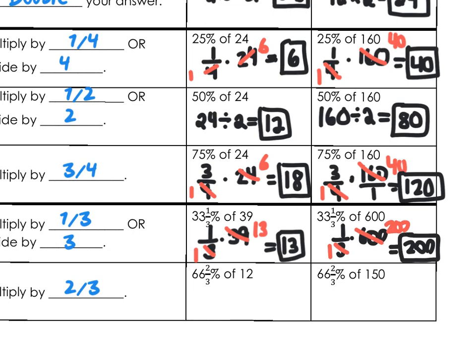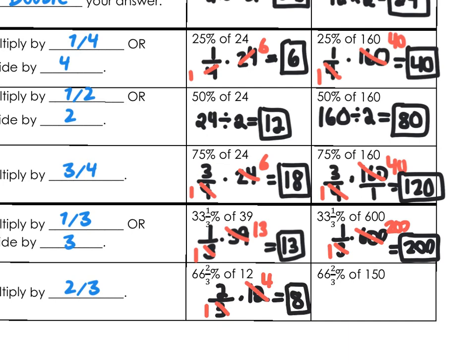Okay, and then so 66 and 2/3% of 12, we're now going to find 2/3 of that number. So 2/3 of 12. Okay, we're going to cross cancel the 3 and the 12, and we're going to get here 1 and 4, and then we multiply 2 times 4, so that's going to be 8.